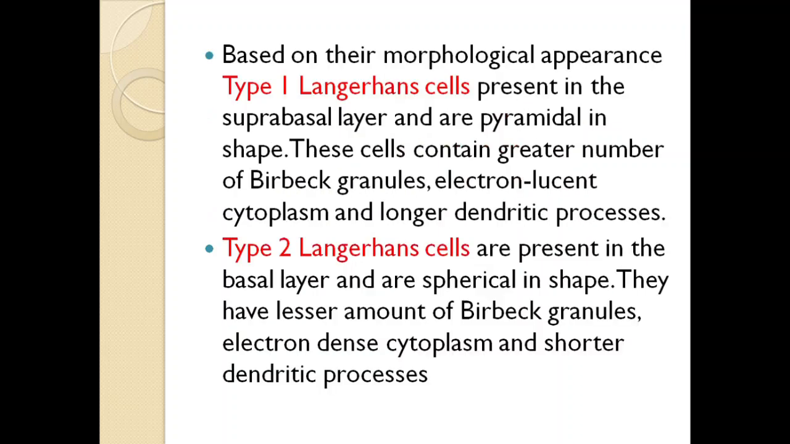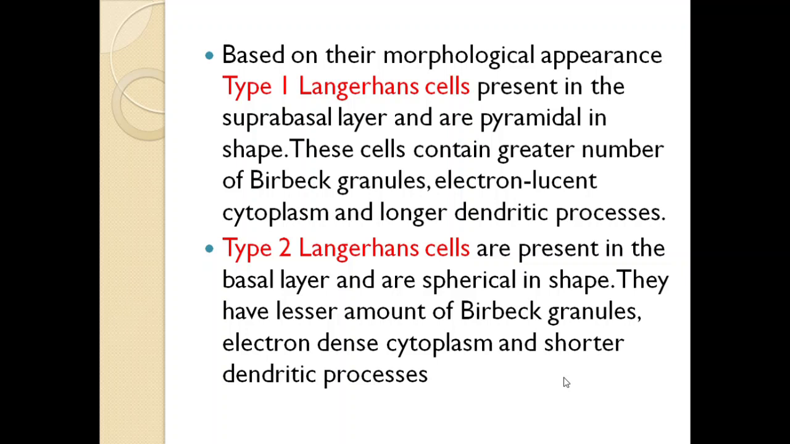There are two types of cells based on their morphological appearance. Type 1 Langerhans cells are present in the suprabasal layer. They are pyramidal in shape. These cells contain a greater number of Weber granules, electron-lucent cytoplasm and longer dendritic processes.